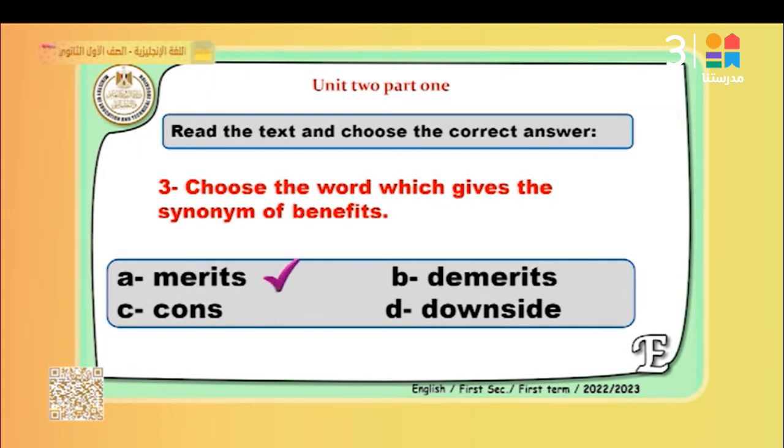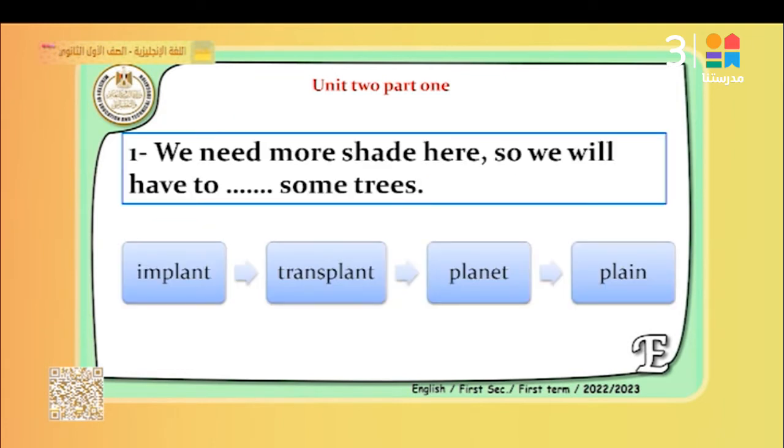So benefits means merits, but those 3 words are the antonyms. Okay? Now, of course, we have some questions. Let's do a quick exercise together.